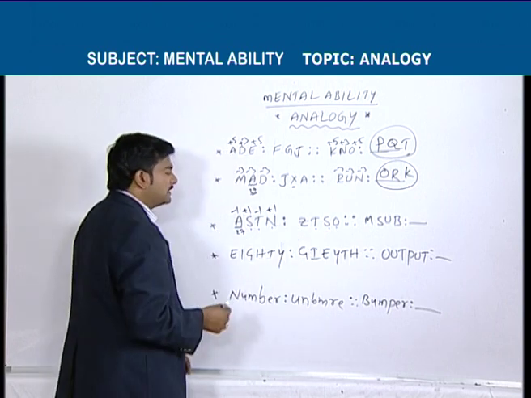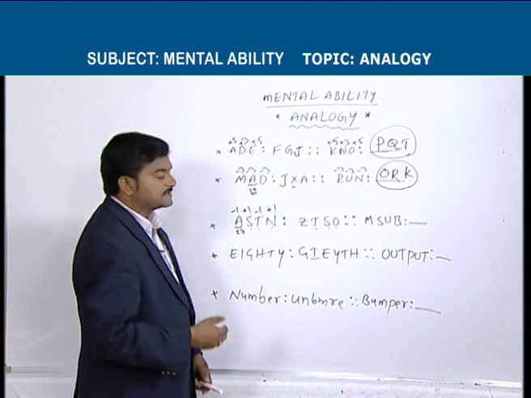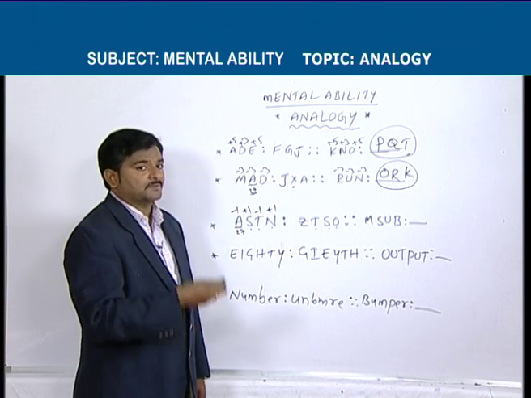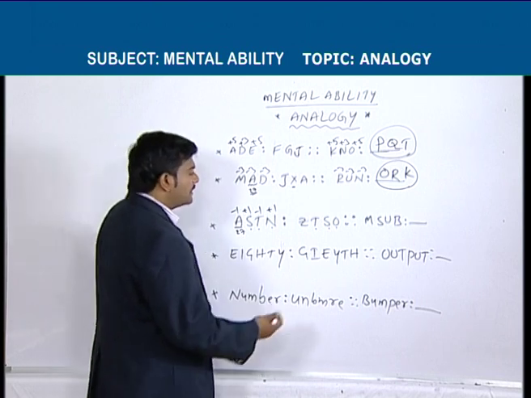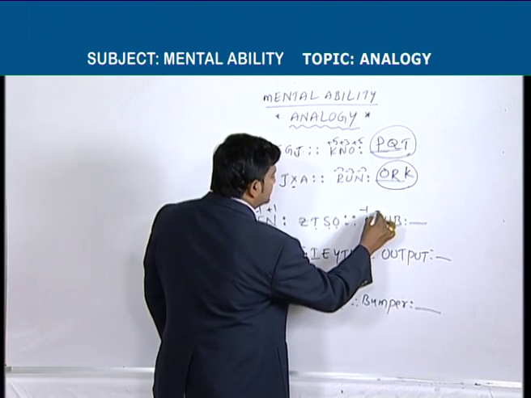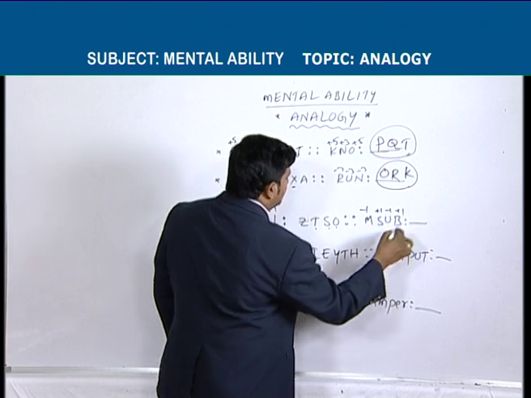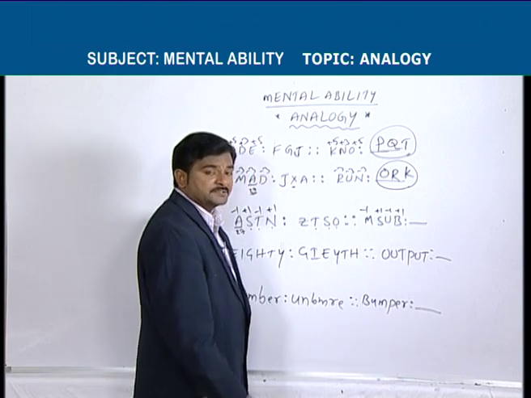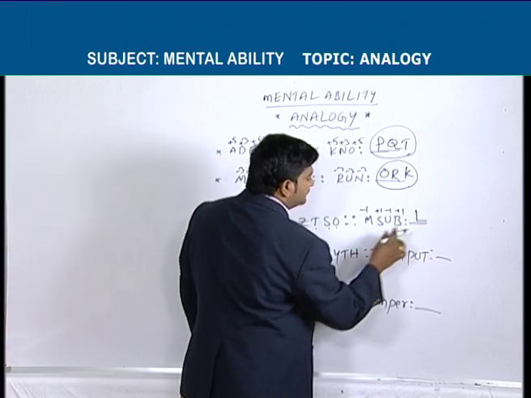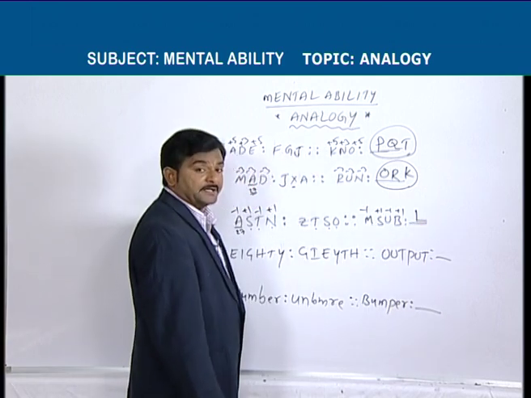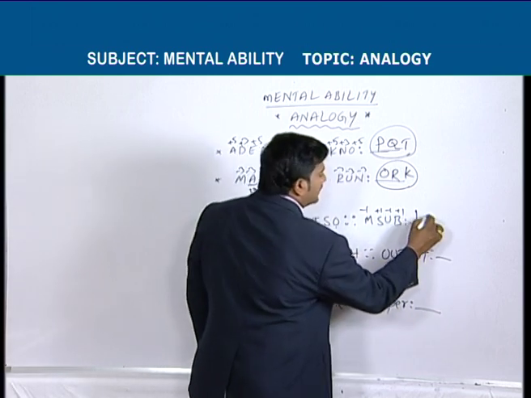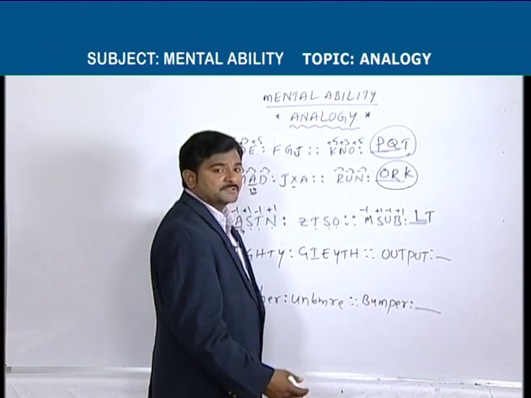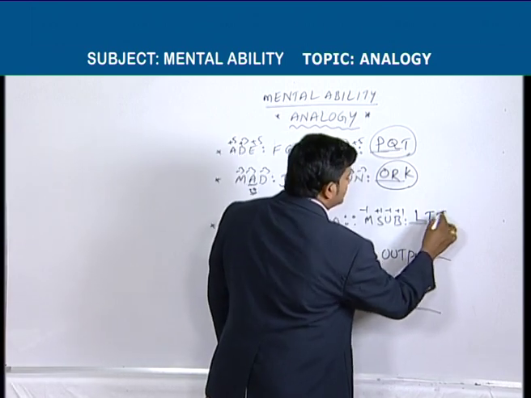Again what? Plus 1. The concept involved in that question is minus 1, plus 1, minus 1, plus 1 and so on. Okay. Apply the same concept here. Minus 1, plus 1, minus 1, plus 1. What will we get? M means 13. 13 minus 1 means 12. The 12th one is L. S means 19. 19 plus 1 means 20. The 20th one is T. U means 21. 21 minus 1 is 20. 20 means T.